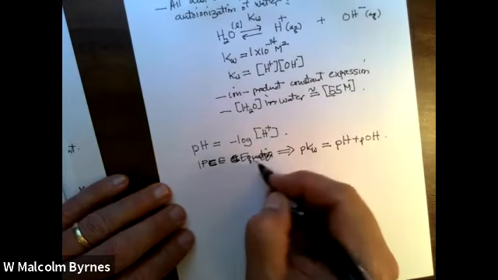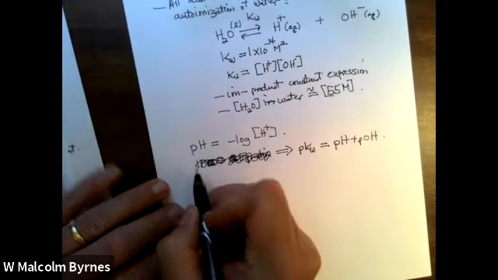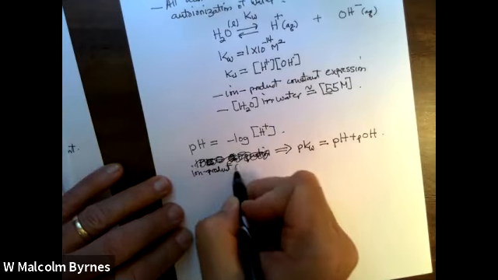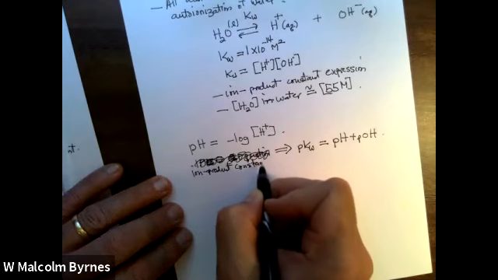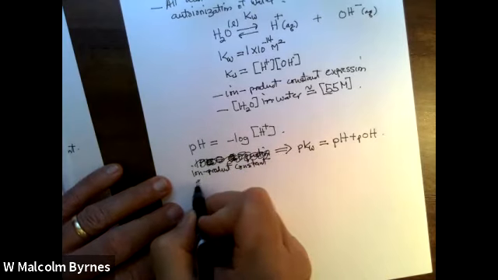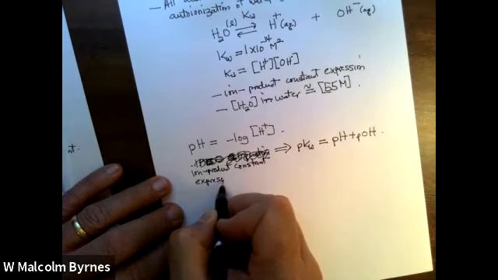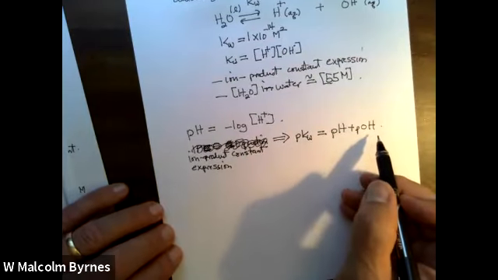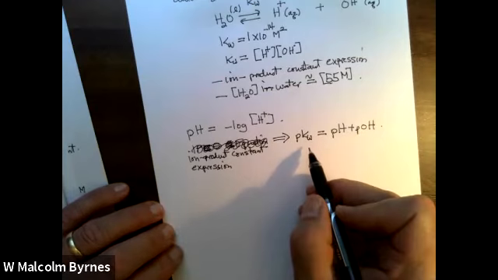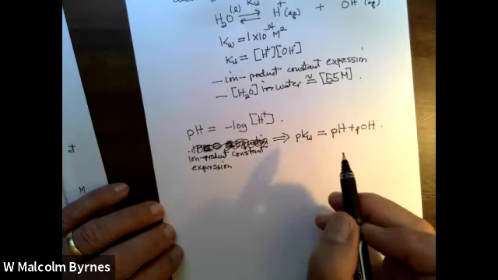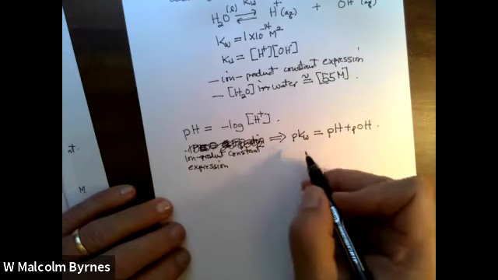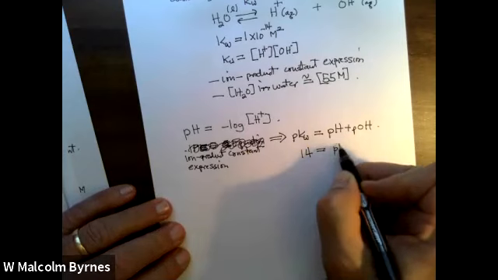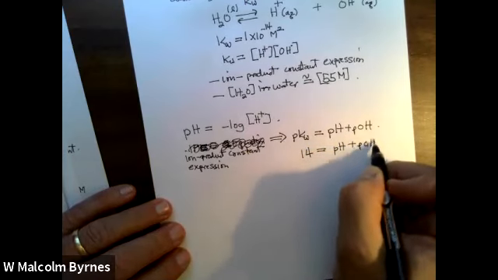pKw is equal to pH plus pOH, where I took the negative log of both sides of that equation. That's kind of written awkwardly. The ion product constant expression, when we take the negative log of both sides, becomes this. All right. So what is the pKw? I'm sorry, the negative log of Kw is just 14. So 14 is equal to pH plus pOH.